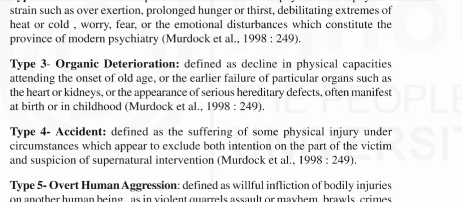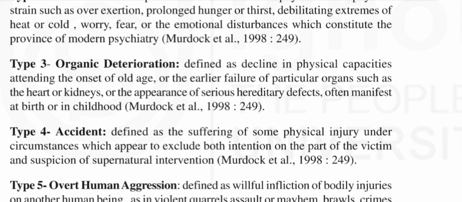Defined as decline in physical capacities attending the onset of old age, or the earlier failure of particular organs such as the heart or kidneys, or the appearance of serious hereditary defects often manifest at birth or in childhood (Murdoch et al. 1998). Type 4, accident, defined as the suffering of some physical injury under circumstances which appear to exclude both intentions on the part of the victim and suspension of supernatural interventions.